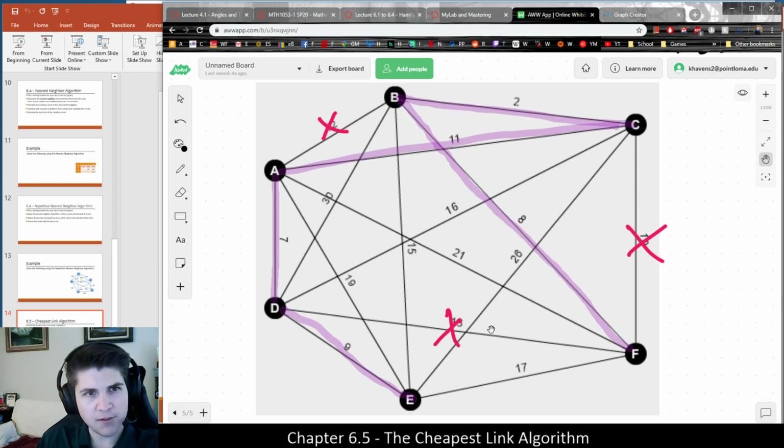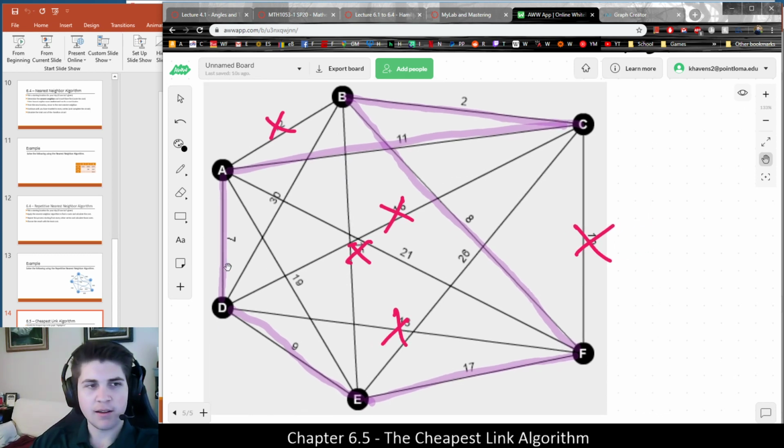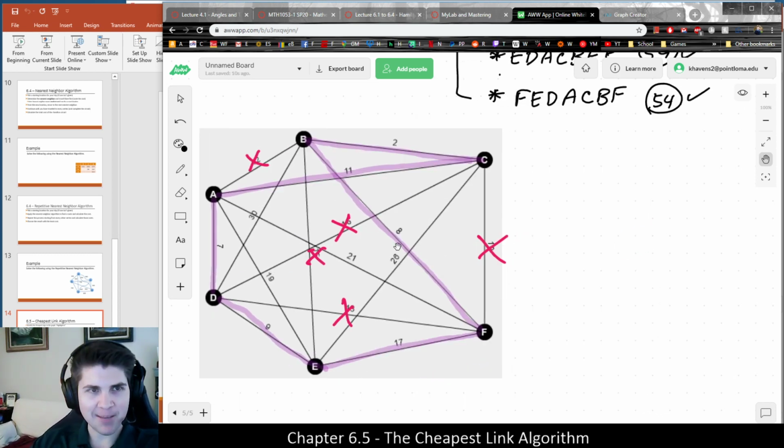Next up would be 15. 15 would make B have 3 highlighted edges. 16 would make C and D have 3 highlighted edges. So notice that none of these are going to work. The only one that will work is going to be the one that closes the circuit perfectly and completes our Hamilton circuit. And this will give us our answer, which not exactly coincidentally was the same answer we got from before.